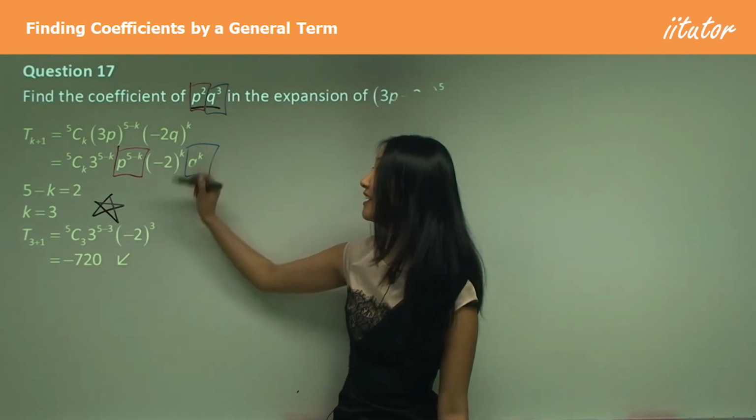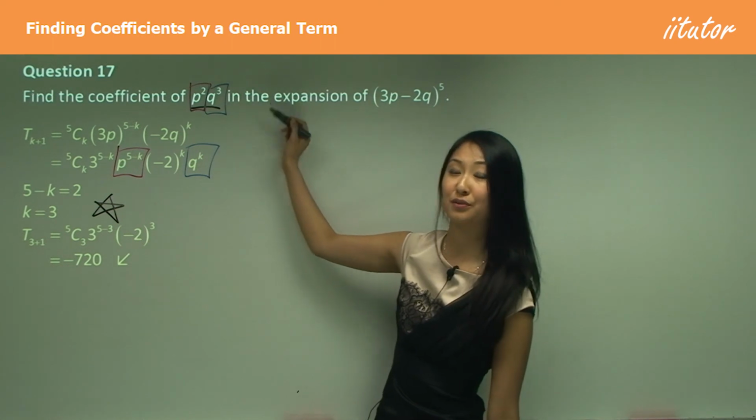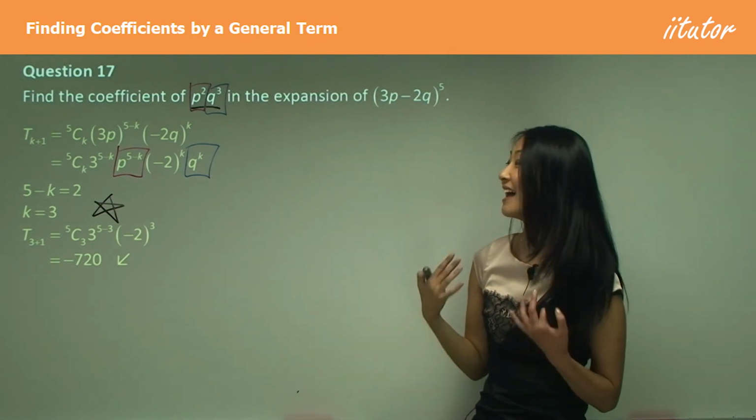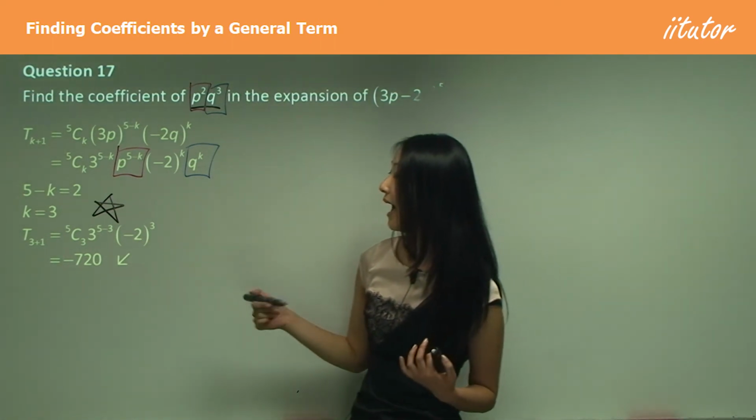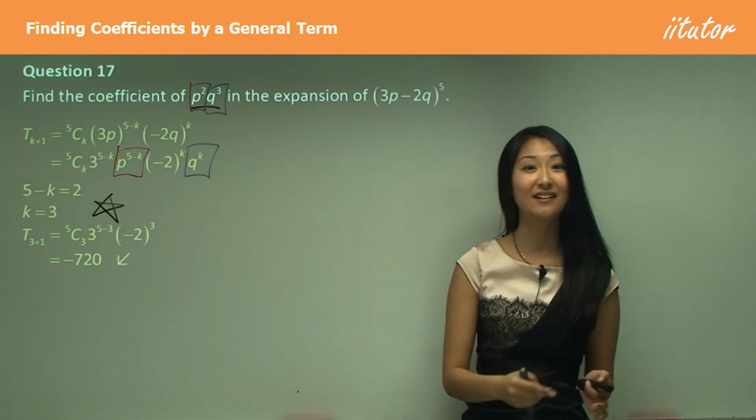So just note, if you have more than one different thing here, so if you have 2 or 3 or 4, whatever it is, just choose one and find k, that's it. Just stick to one and that's all you need to do.